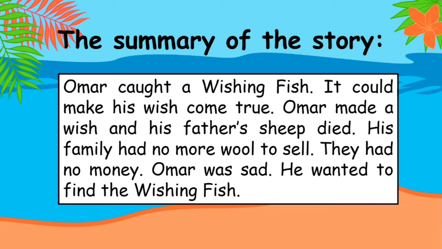Omar caught a wishing fish. It could make his wish come true. Omar made a wish and his father's sheep died. His family had no more wool to sell. They had no more money. Omar was sad. He wanted to find the wishing fish. So, this is another summary for the whole story.